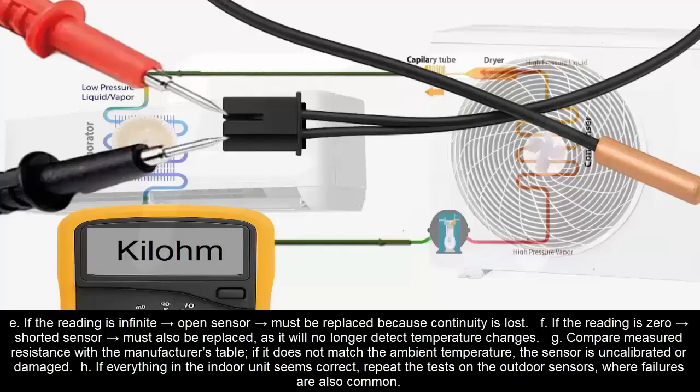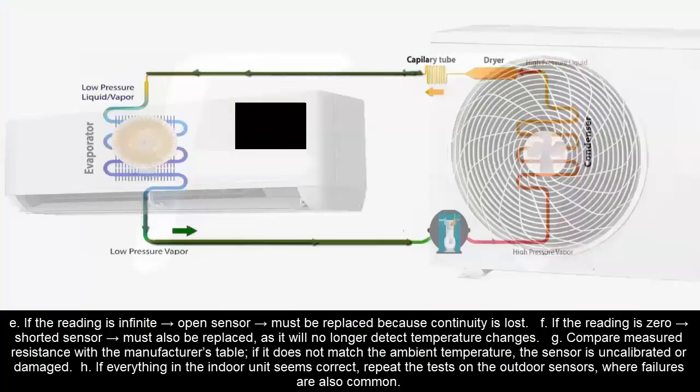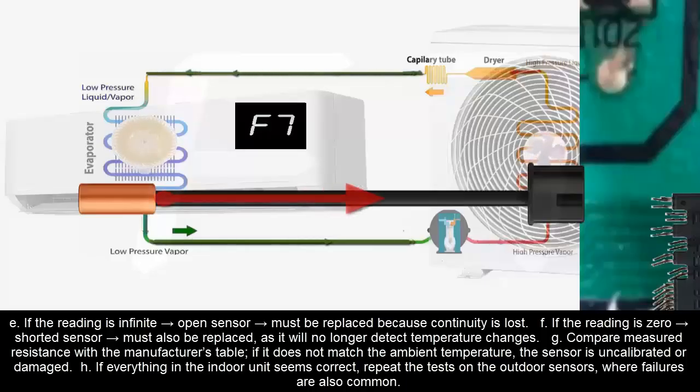E. If the reading is infinite, the sensor is open and must be replaced because continuity is lost. F. If the reading is 0, the sensor is shorted and must also be replaced, as it will no longer detect temperature changes. G. Compare measured resistance with the manufacturer's table. If it does not match the ambient temperature, the sensor is uncalibrated or damaged. H. If everything in the indoor unit seems correct, repeat the tests on the outdoor sensors, where failures are also common.